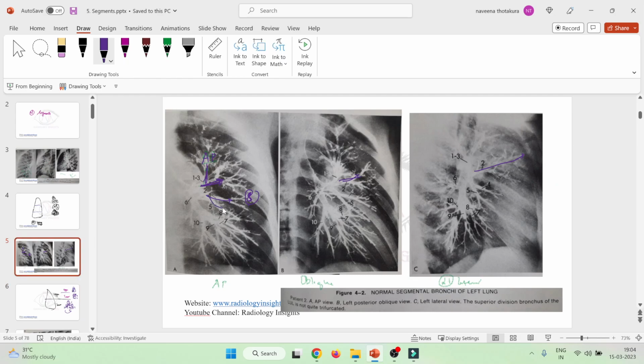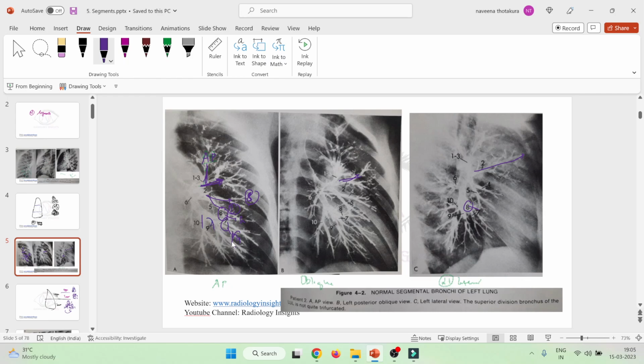Similarly, this fifth one is actually inferior. This fifth bronchus supplies the inferior segment of the lower division of the upper lobe of the left lung. Then we have 6, 7, 8, 9, 10. 6 is superior, 7 is medial basal, 8 is not here, it is seen here. 8 is anterior basal, 9 is lateral basal, and 10 is posterior basal.